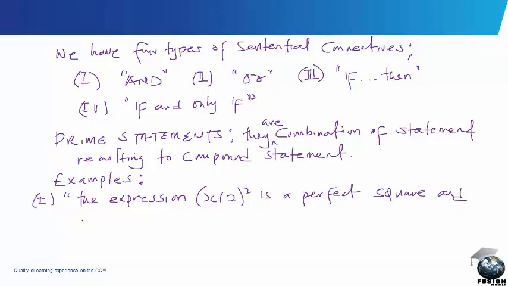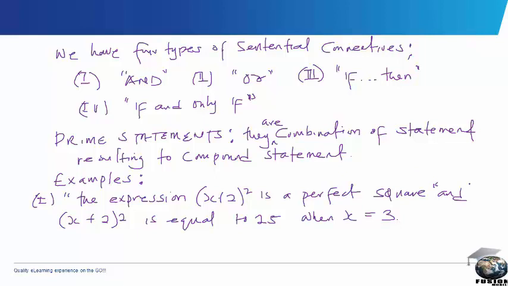And x plus 2 squared is equal to 25 when x is equal to 3. Alright, our interest here is on the sentential connective "and", and that's where we have our interest.